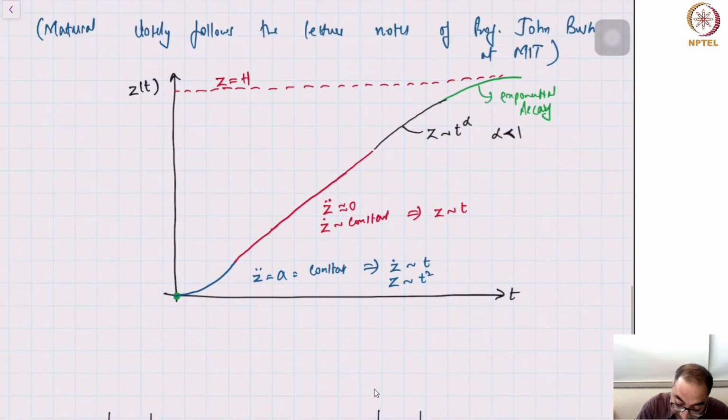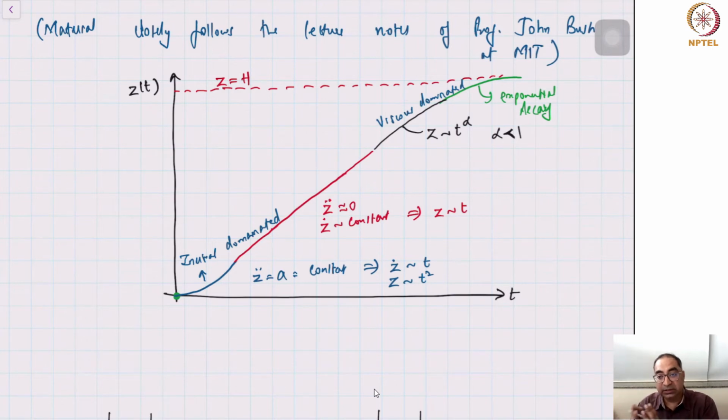Therefore, you can say that the first region here is inertia dominated, and this is viscous dominated. Note that surface tension is present throughout. So you're going from an inertia dominated region, where inertia becomes less and less important because the fluid is slowing down, and then you enter a viscous dominated region. The viscous dominated region you can again divide into two parts. I've shown them in black and green curves. We will look at each of those regions.